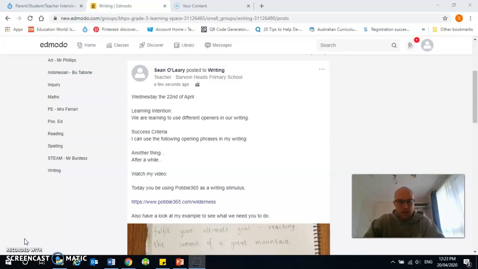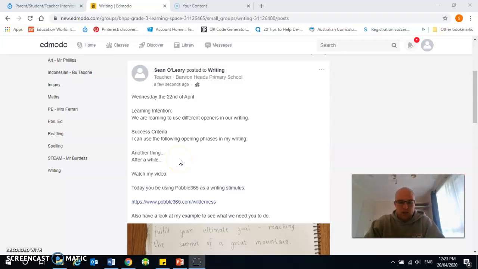So I've got the writing page up and I've got my post, and today what we're going to be looking at doing is using some different openers in our writing. You remember how we did the writing last week, the recount, and I talked about time openers and time connectives. So we're going to work a little bit more just on openers today, okay? And what I'm hoping we can do in our writing is use two new openers, okay? And I'll put those two openers in the success criteria. I can use the following opening phrases in my writing. Another thing, after a while, okay?